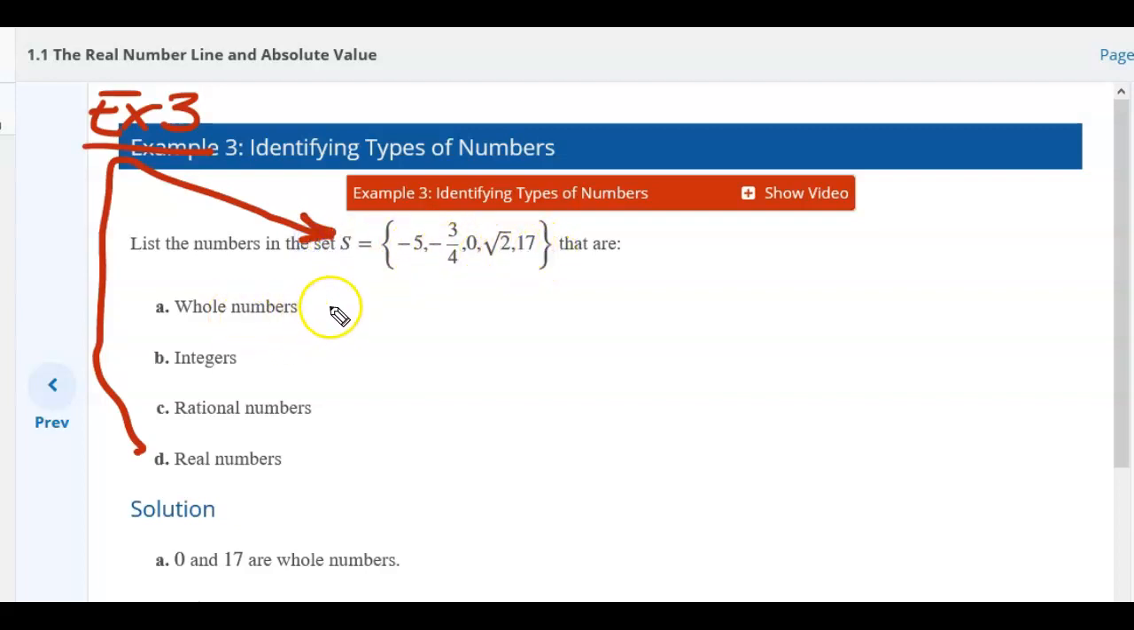Now, for the whole numbers, you're going to list a 0 and a 17. For integers, you're going to list the -5, the 0, and the 17. For the rational numbers, you're going to list everything but the square root of 2. And for the irrational numbers, the only one that would be is the square root of 2. Now, for real numbers, again, it's all of these numbers. Again, pause, take some notes.